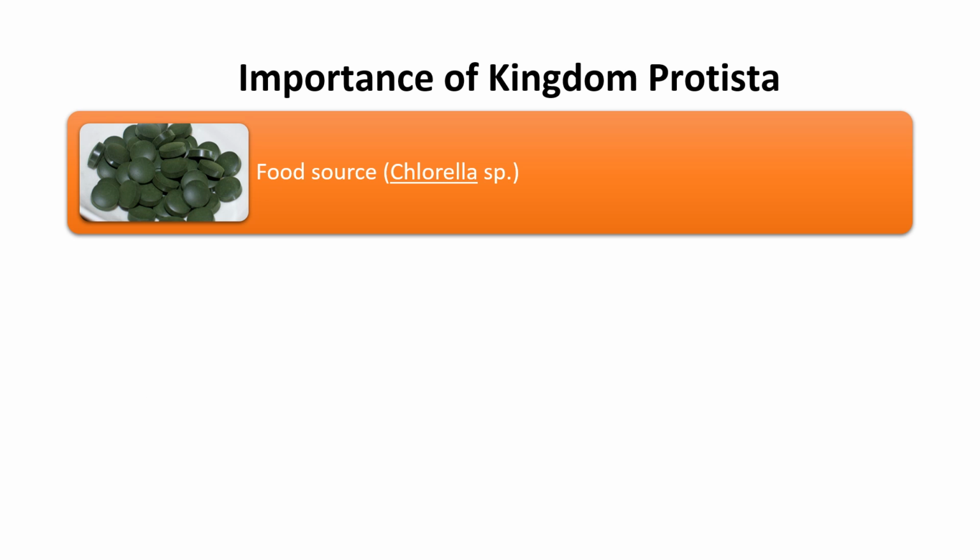Okay, there are a few importances of Kingdom Protista. First, Kingdom Protista is used as a food source, for example chlorella. We normally extract some compounds from chlorella and make them into pills. Chlorella is a type of algae.